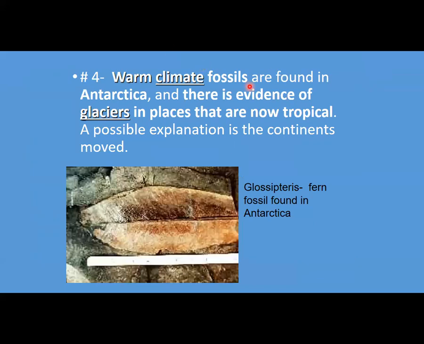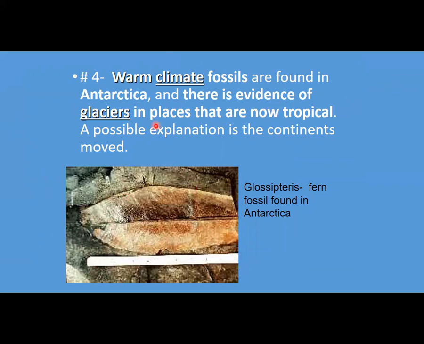Then he also found warm climate fossils in Antarctica. So the question is, how did tropical plants get in Antarctica? Was the world at one point in time so hot that Antarctica, the freezing ice cube of a continent, was at one point a tropical paradise? Well, probably not. So that led him to believe that, you know what, Antarctica maybe wasn't always in the position that it is right now. So maybe at one point in time, Antarctica was closer to the equator, and hence the tropical plants.